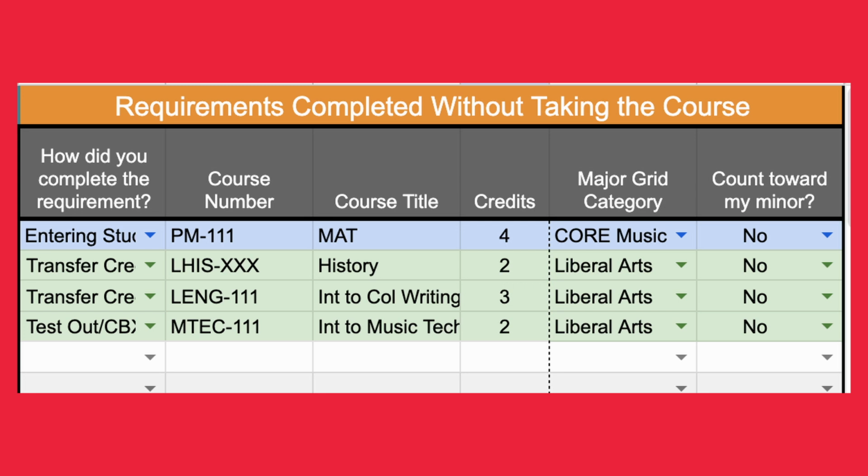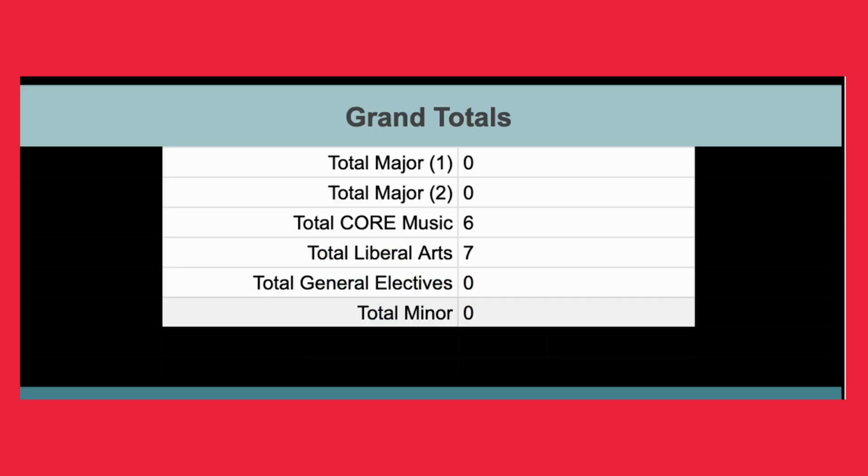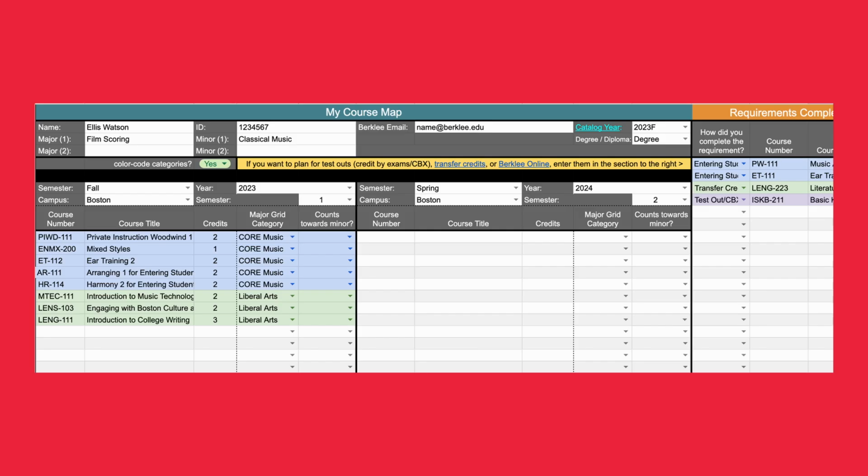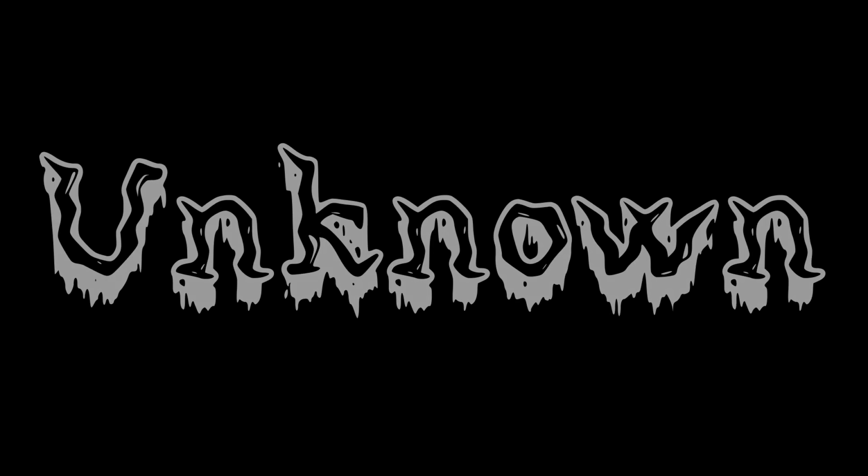Filling out this section in the same way that you did your previous courses, all of your totals would be affected at the bottom in the same way they would be if you took them during a normal semester. A lot of people who do this actually find out that they can graduate early. Once you've filled out everything that you've already done, now we have to venture into the unknown.